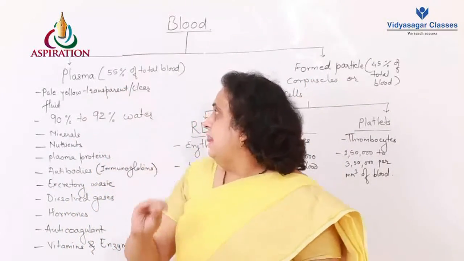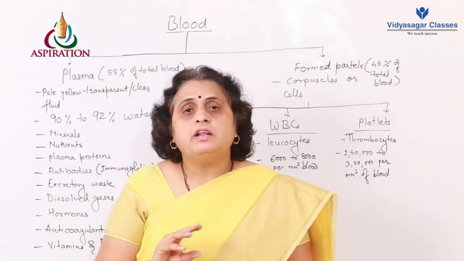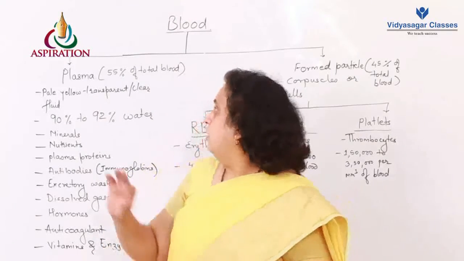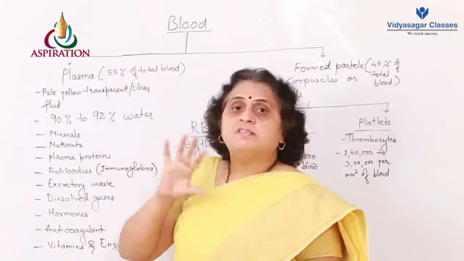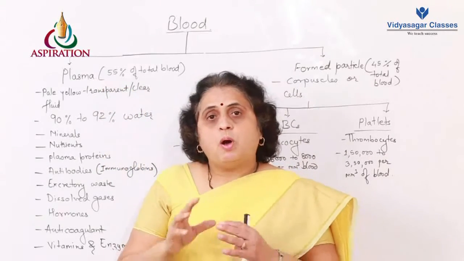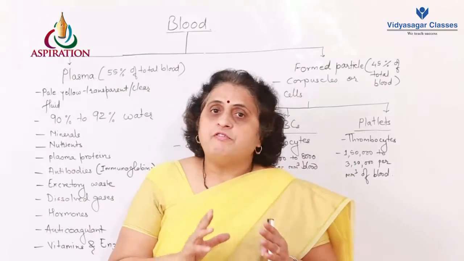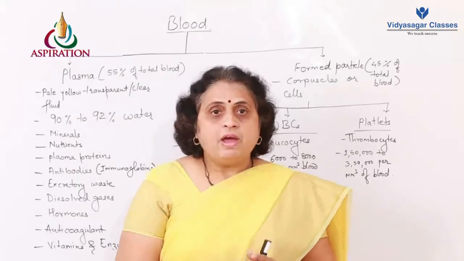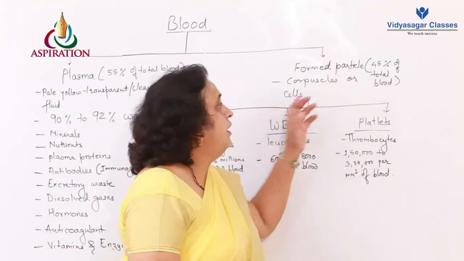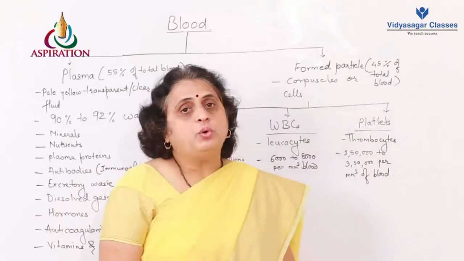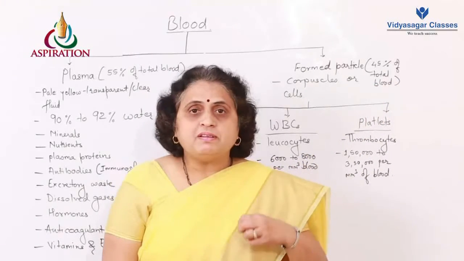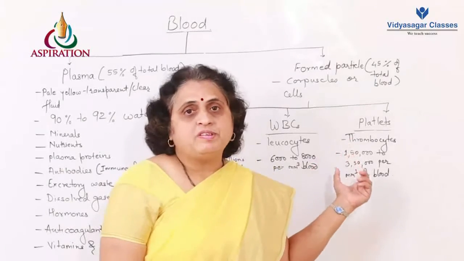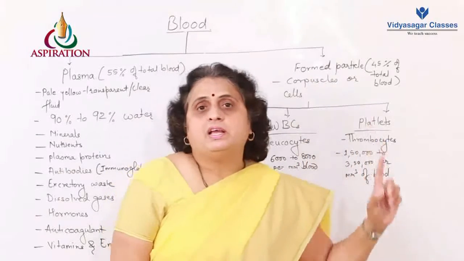Plasma is a pale yellow, transparent, clear fluid part of the blood. This fluid part comprises almost 55% of the total blood. So from the whole blood that we have, 55% is made up of plasma, whereas the formed particles are 45% of the total blood. So the 45% of the total blood contains the corpuscles or the formed particles.